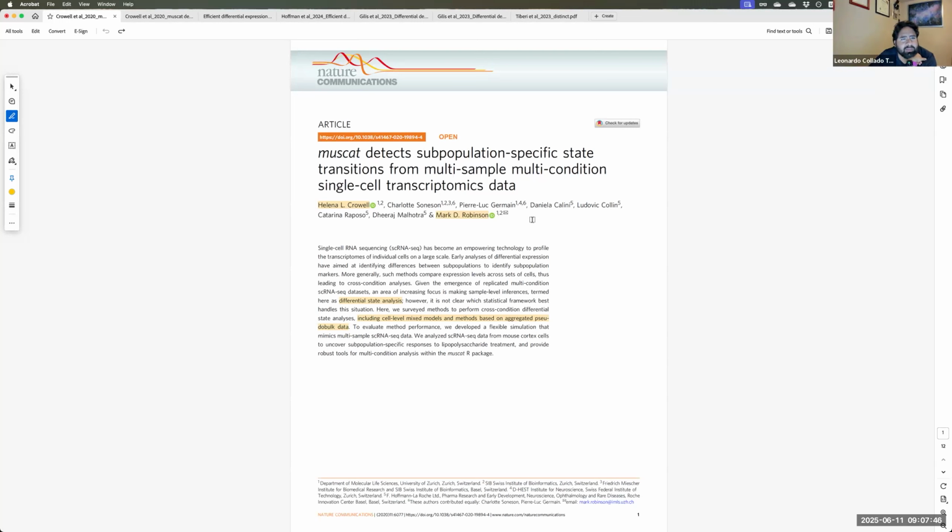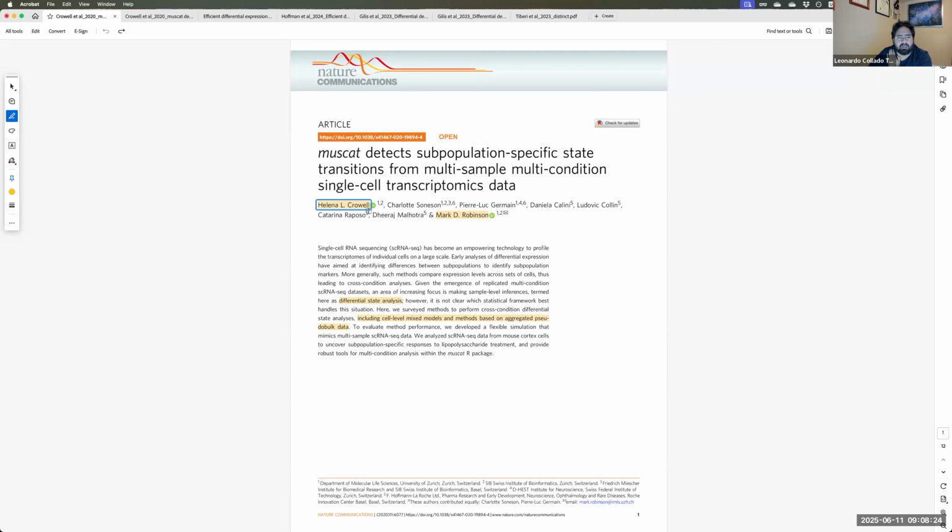Today I'll be doing a bit of a different type of journal club. I'll be presenting a few papers. All these papers are about differential expression using single cell data, single cell RNA-seq. I'll start in chronological order, but after that I'll change a bit. There's this paper describing the muscat Bioconductor package.